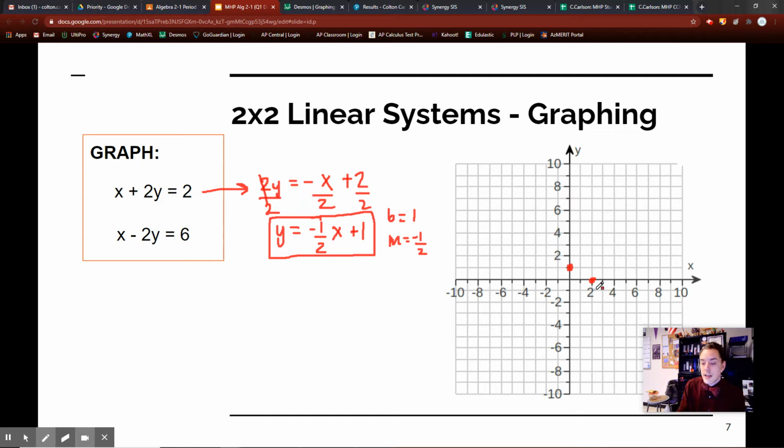Okay, so I go down 1 over 2, down 1 over 2, down 1 over 2. And let's just go up a couple ones. So up 1 over 2, up 1 over 2. That looks pretty good. Okay, so let's see if I can do this.